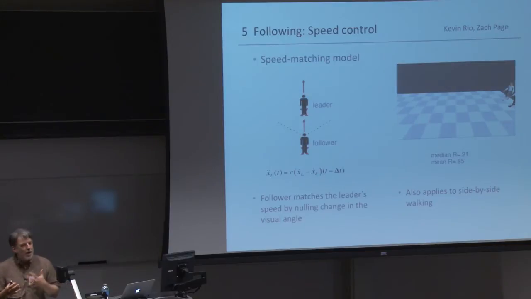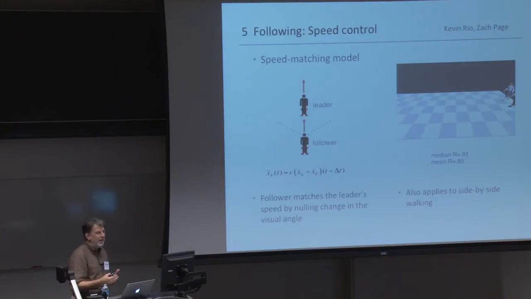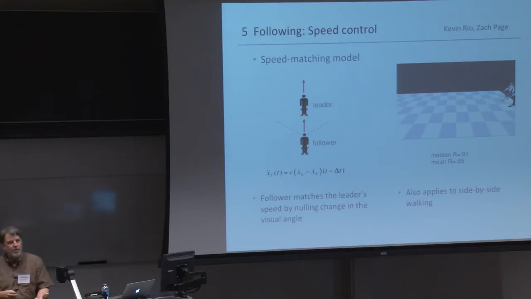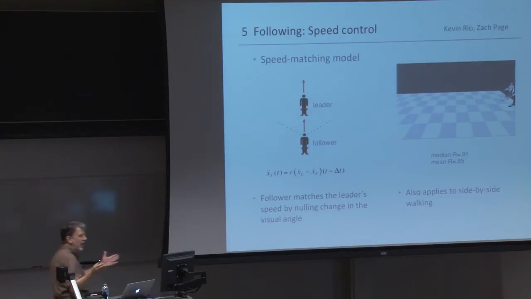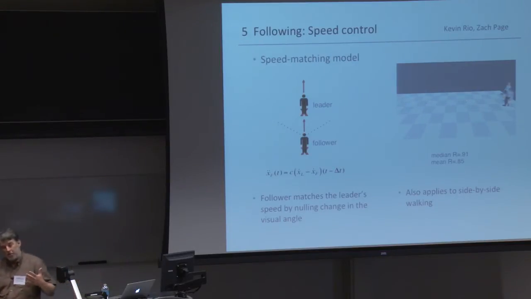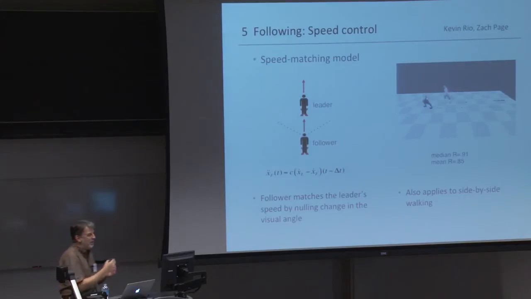Finally, if we're interacting with other people, like we might want to follow our neighbors, we need to control our speed in order to do that. And so we did a whole bunch of experiments about how one person follows another, and essentially they serve to match the speed of the leader. And they do this by nulling change in the visual angle of the person in front of them, okay? And so if you build that into the model, you get this sort of speed matching behavior. So now they're traveling at the same speed. This is the follower and the leader. Interestingly, they don't necessarily zero the distance between them, right? They match the speeds. And so depending on the initial conditions, you might be walking a little ahead or a little behind of your neighbor.